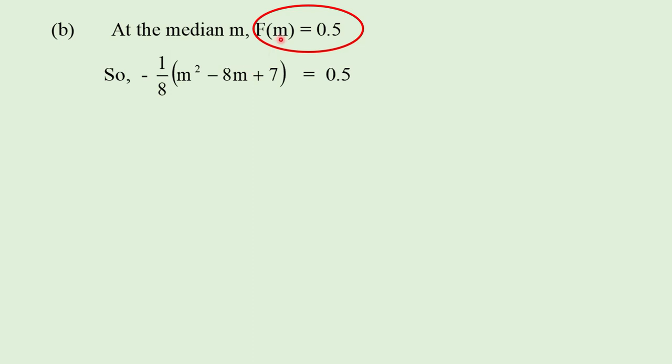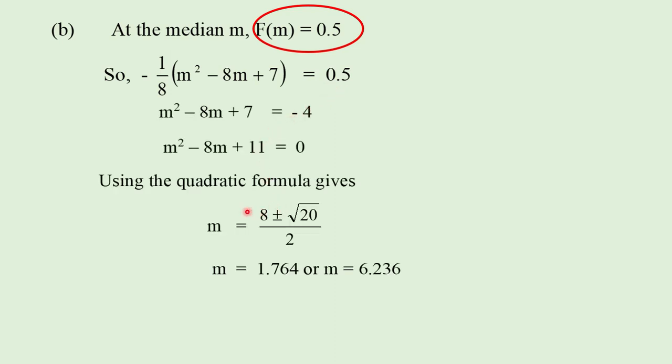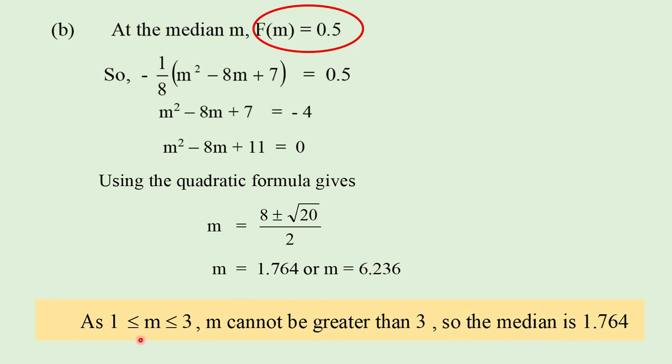You substitute x here with m. Negative 1 over 8 times (m squared minus 8m plus 7) equals 0.5. Then you simplify, factorize using the formula. You will get two values for m. As m must be more than or equal to 1 but less than or equal to 3, because this is the only function that we have, m cannot be greater than 3. So the median is 1.764.